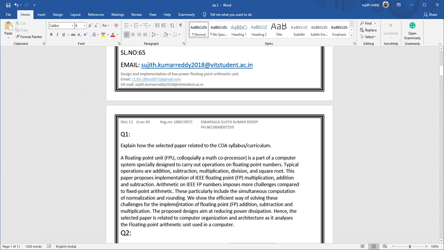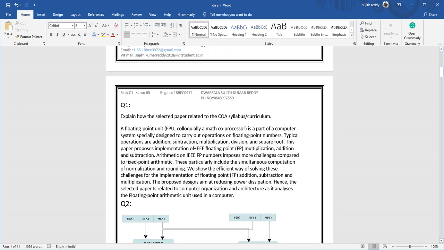The floating point unit is a part of a computer system specifically designed to carry out operations on floating point numbers. Typical operations are addition, subtraction, multiplication, division, and square root. This paper proposes an implementation of IEEE format floating point multiplication, addition, and subtraction. Arithmetic on IEEE FP numbers imposes more challenges compared to fixed point arithmetic. These particularly include the simultaneous computation of normalization and rounding. We show the efficient way of solving these challenges for the implementation of floating point addition, subtraction, and multiplication.